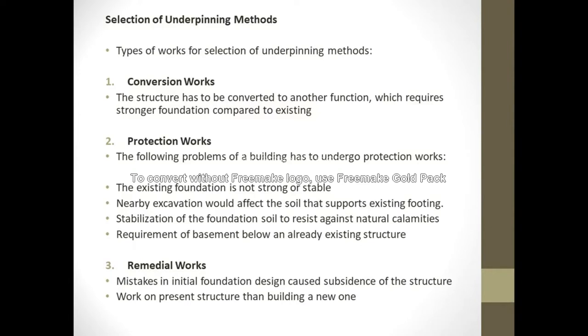Selection of underpinning methods. First, conversion works. The structure has to be converted to another function which requires a stronger foundation compared to the existing one. 2. Protection works. The following problems mean a building has to undergo protection works: the existing foundation is not strong or stable; nearby excavation will affect the soil that supports the existing footing; stabilization of the foundation soil to resist natural calamities; requirement of a basement below an already existing structure.